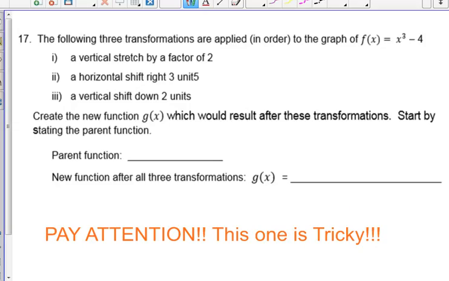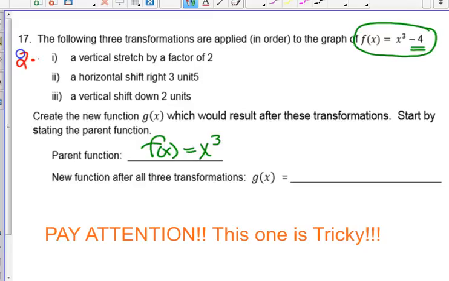Number 17 is tricky because it doesn't start with a parent function. It already has a shift. So the parent function is f of x equals x cubed, or you could just write x cubed there. A vertical stretch multiplies the function by 2. So you would have 2 times x cubed minus 4, which is going to give you 2x cubed minus 8.